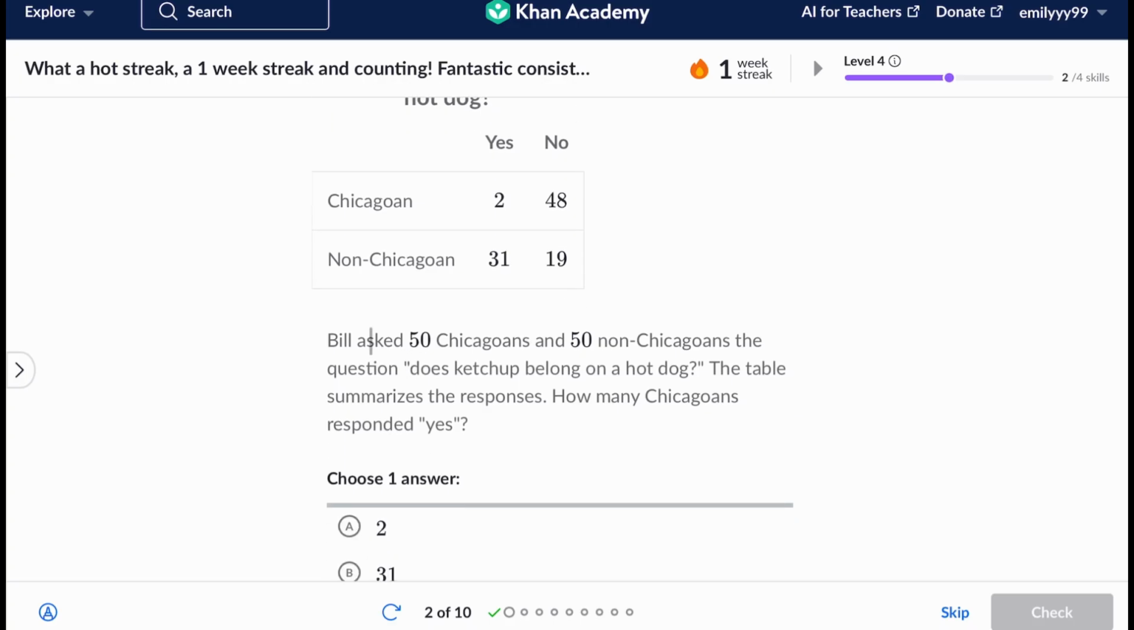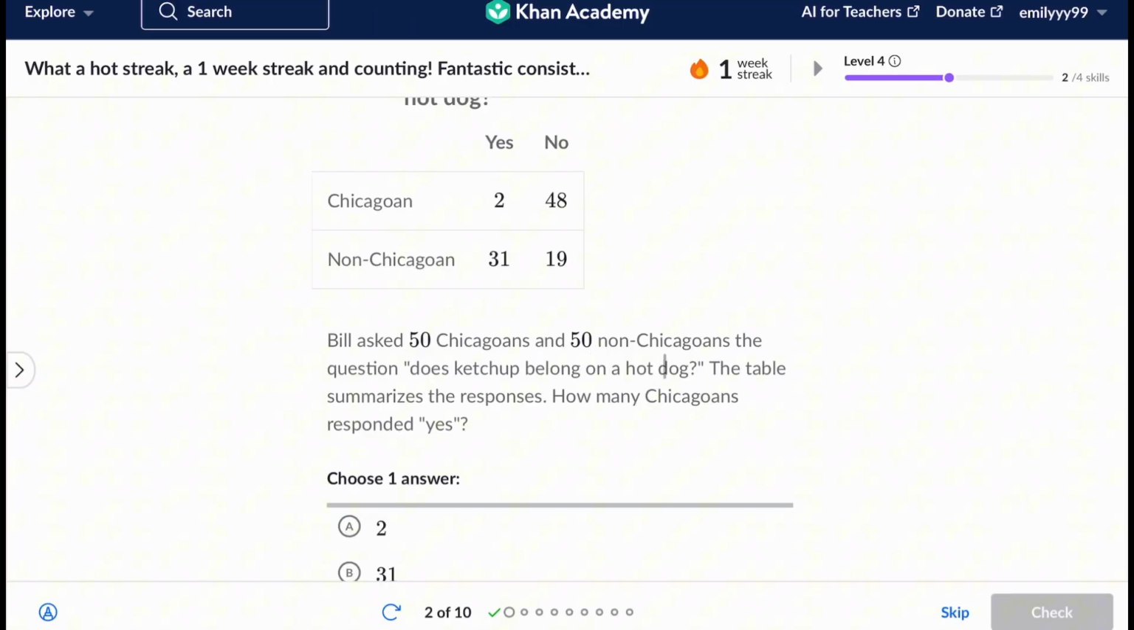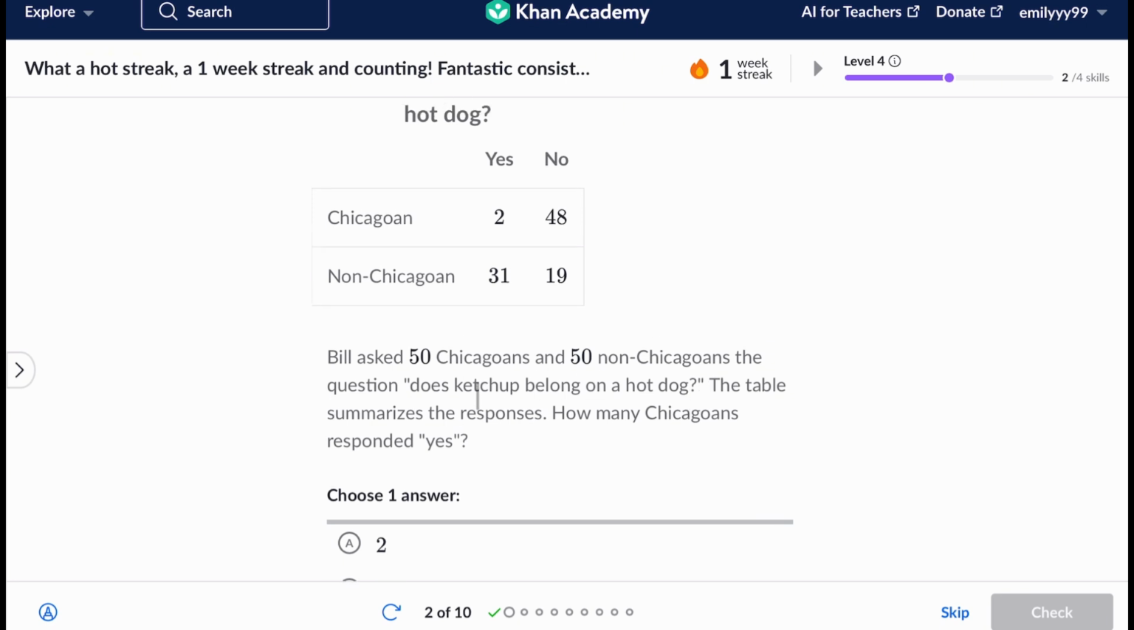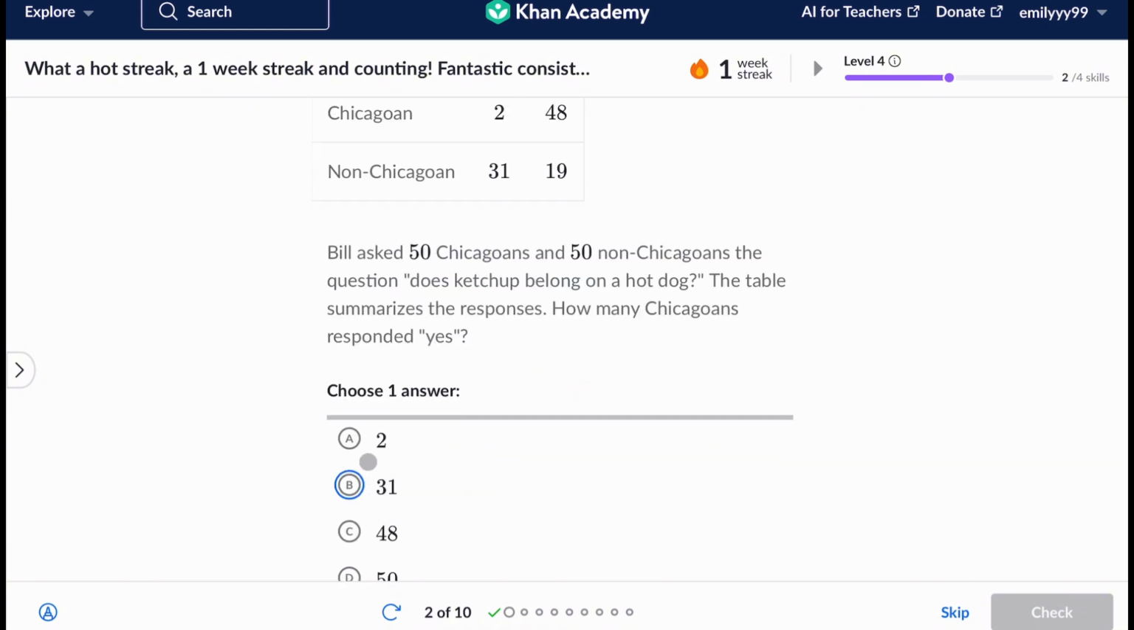Bruh. Bill asked 50 Chicagoans and 50 non-Chicagoans the question, does ketchup belong on a hot dog? The table summarizes the responses. How many Chicagoans responded yes? So let's see here. Chicagoans, 2 people responded yes.